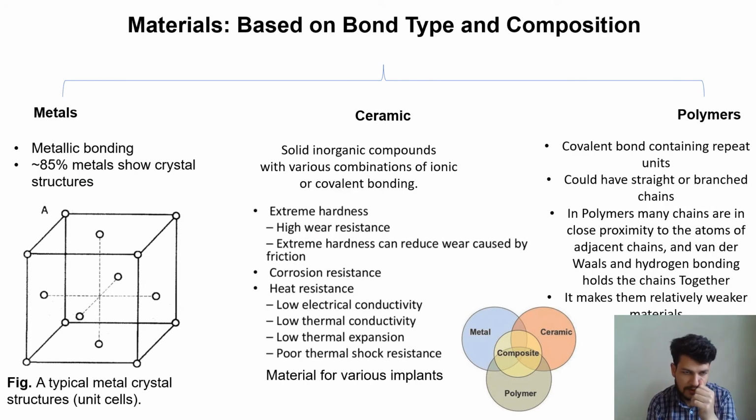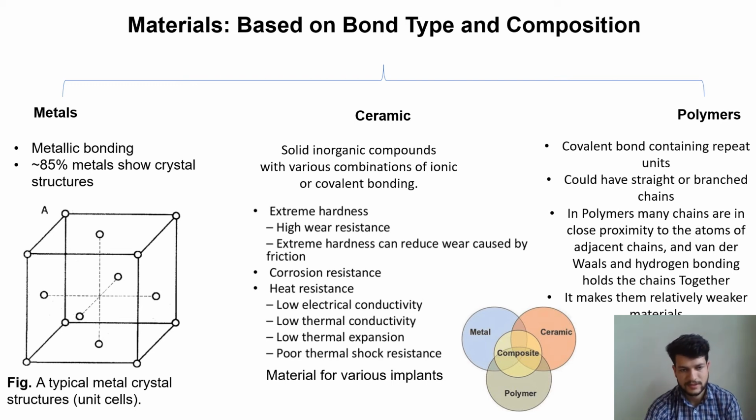So materials are divided into three major types: metals, ceramics, and polymers. All these types are based on different types of bonds and composition of the material. Talking about metals, these are the substances that exhibit metallic bonding in the solid state, and these are called metals. And 85% of these metals show a crystal structure.